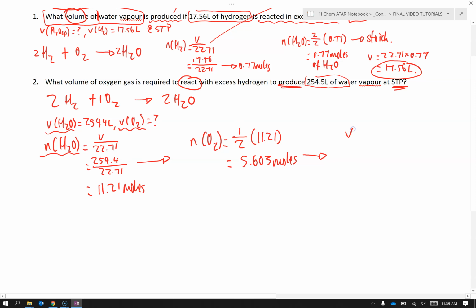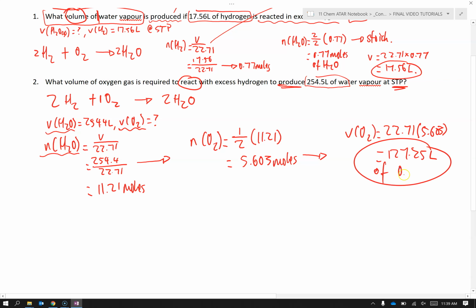Our final step then is to calculate our volume of oxygen. We know that from rearranging our equation, that volume is equal to 22.71 multiplied by the number of moles, which in this circumstance is 5.603. And that will give me 127.25 litres, specifically of O2. Beautiful. So we can see that stoichiometry with simple gas calcs, very similar to what we have already covered, but just using different formula. So that is that guy done and dusted.